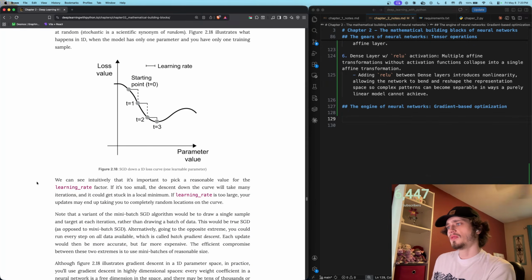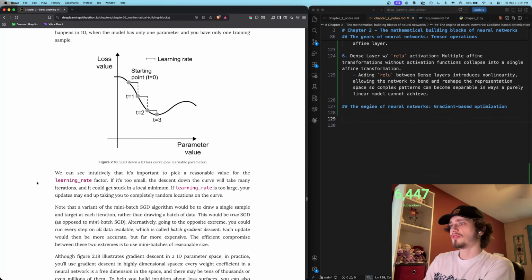You can see intuitively that it's important to pick a reasonable value for the learning rate factor. If it's too small, the descent down the curve will take many iterations, and it could get stuck in a local minimum. If the learning rate is too large, your updates may end up taking you to completely random locations on the curve.